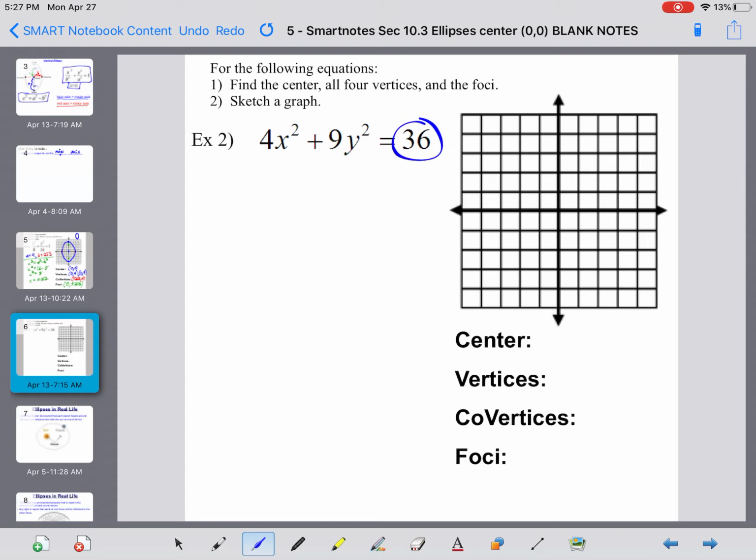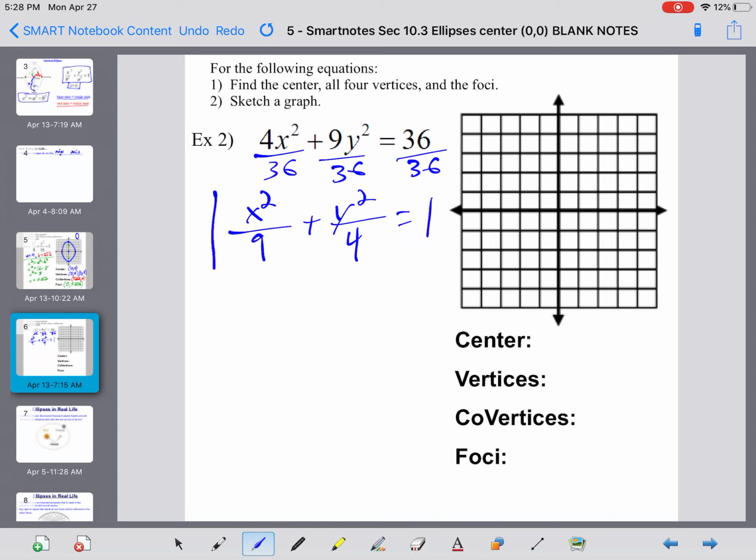So to get this into standard form, I need a 1 over there. The only way I can make that happen is divide everything by 36. Now when I do that, I get x squared. 4 over 36 reduces to 1/9. I get a y squared. 9 over 36 reduces to 1/4. And there I get a 1, and I've got to make the equation look like that in order to use what I know about the A, B's, and C's to graph it. Okay, pause the video, try to identify A, B, and C, and sketch a graph.